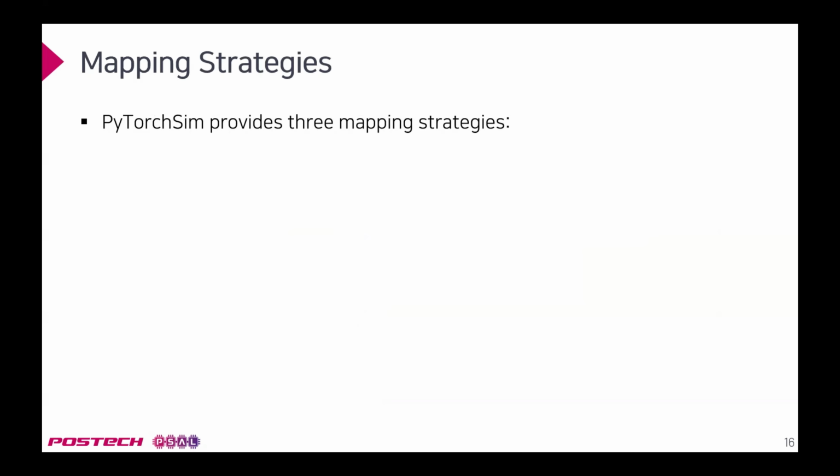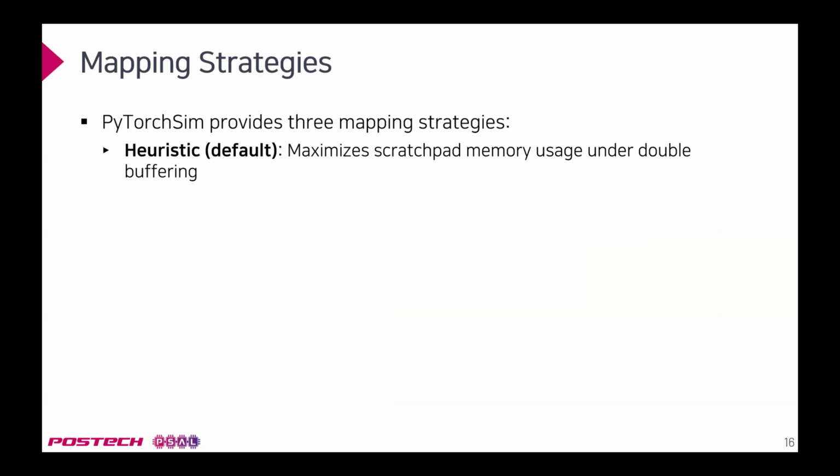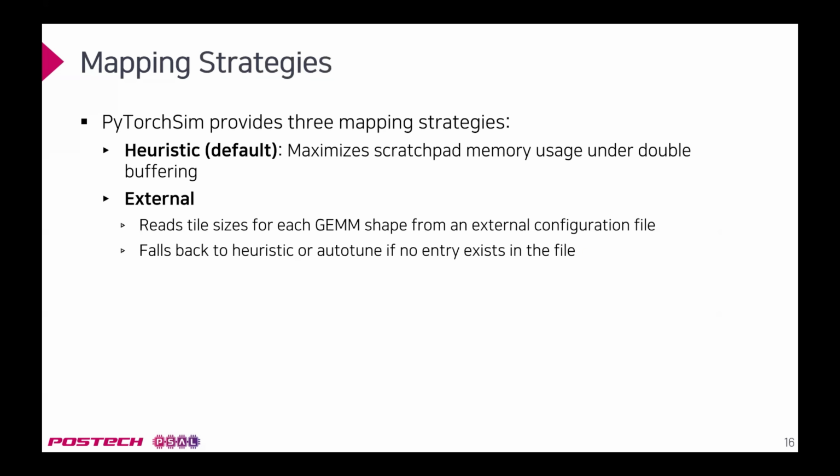PyTorchSim provides 3 mapping strategies. First is heuristic, which is the default. It maximizes scratchpad memory use under a double buffering scheme. The second is external, which reads tile size for each GEMM shape from an external configuration file. If a shape is not found in the file, it falls back to either heuristic or autotune.